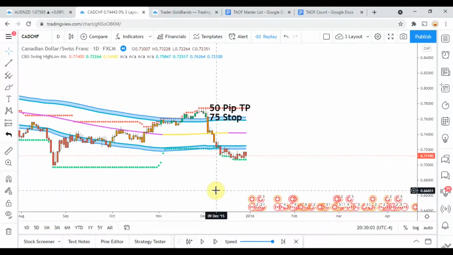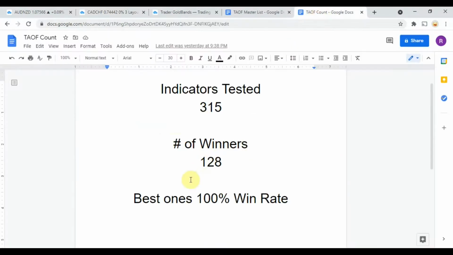Alright, as I said, today we will be testing the CBG Swing High-Low MA. Before we do though, I wanted to put the indicator scoreboard up for everyone to see. To date, we have tested 315 indicators, and out of those 315, 128 have been winners, which means that they have met or exceeded the 60% win-loss ratio threshold that we have set for them. The best ones so far were able to achieve a 100% win rate.